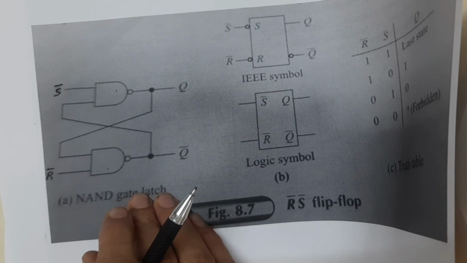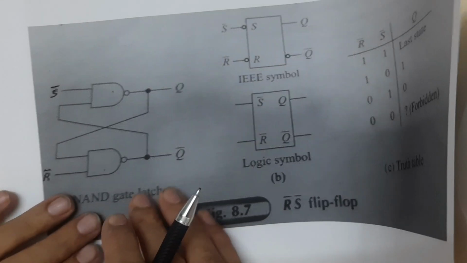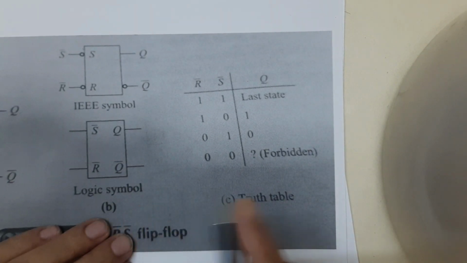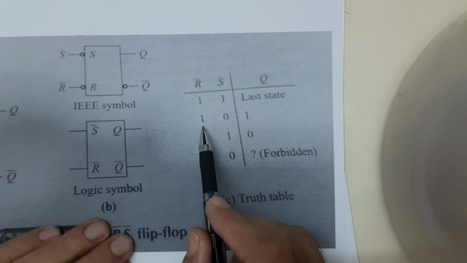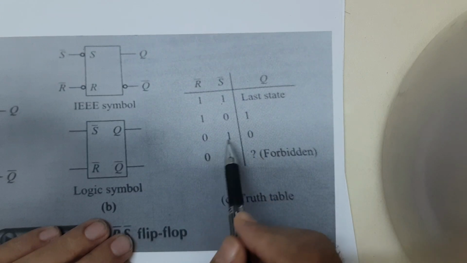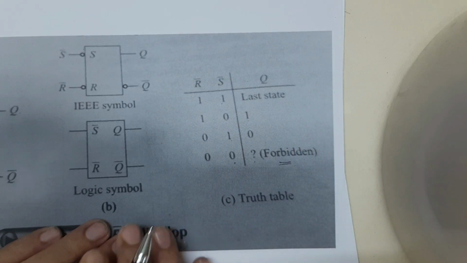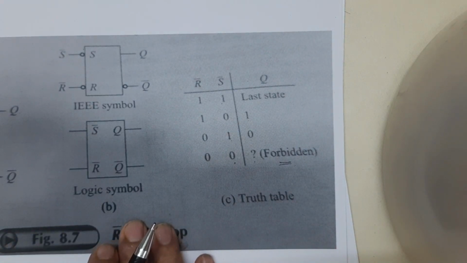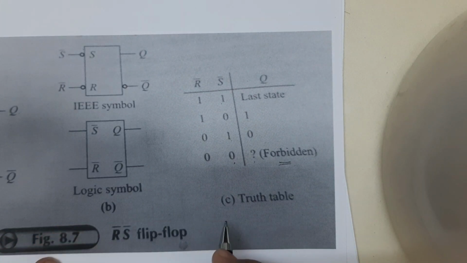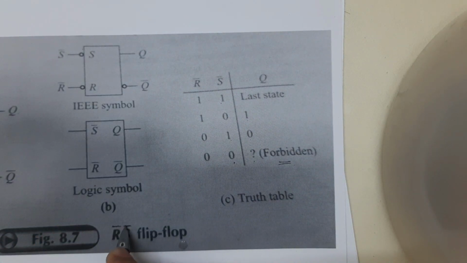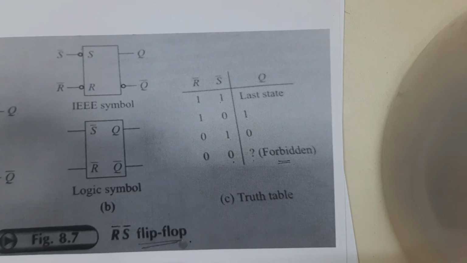The truth table for this NAND gate latch is different from that for the NOR gate latch. This is your truth table. 1 1, then last state; 1 0, 0 1, and 0 0, again a question mark and forbidden condition. We will call this latch the R bar S bar flip-flop.